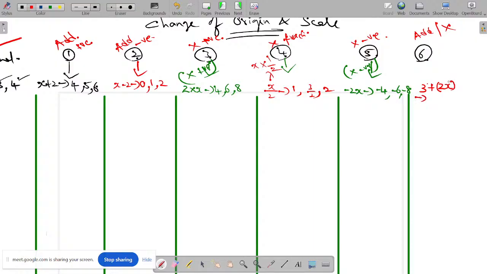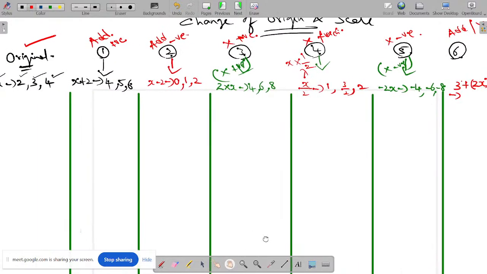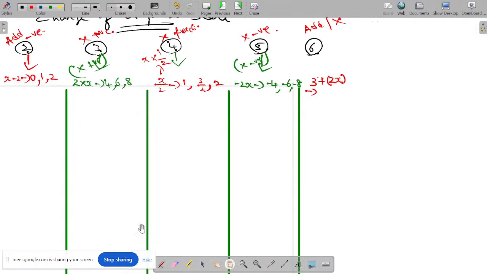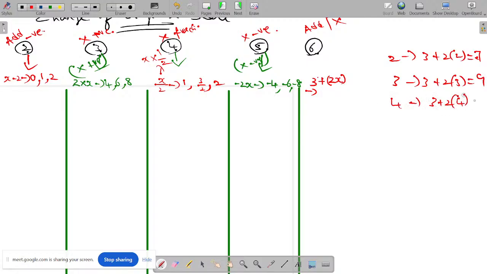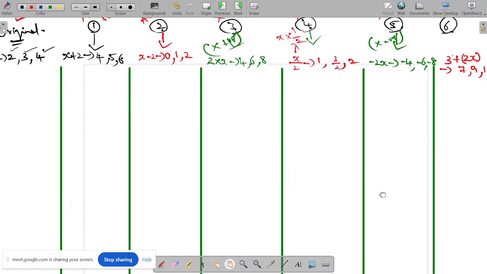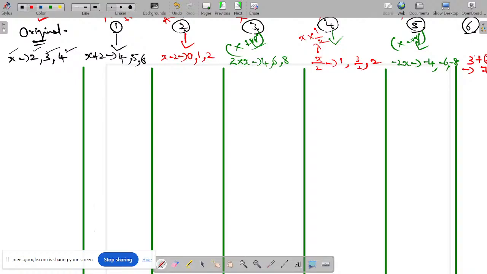2 into x. So for each and every value of this, I have to take 2, 3 and 4, right? So let me work it over here. 2 becomes 3 plus 2 into 2. Yes, value 7. 3 becomes 3 plus 2 into 3. 6 plus 3, 9. 4 becomes 3 plus 2 into 4. 8 plus 3, 11. So here the values would be 7, 9 and 11. Okay. So now we are going to find all the measures starting from the beginning.